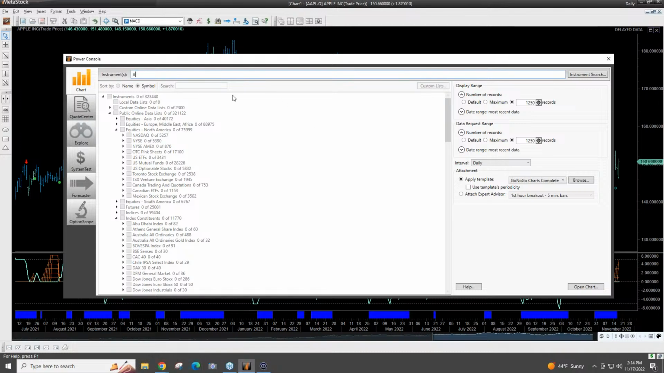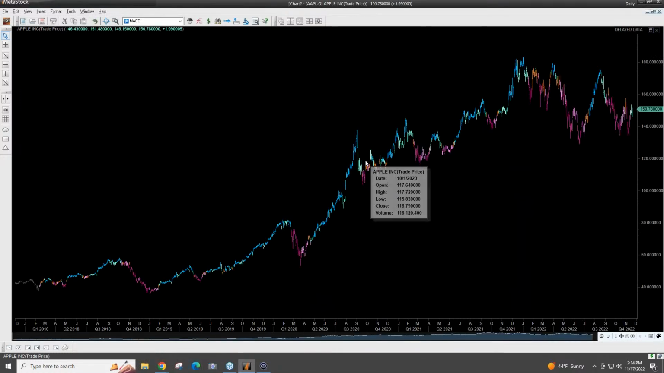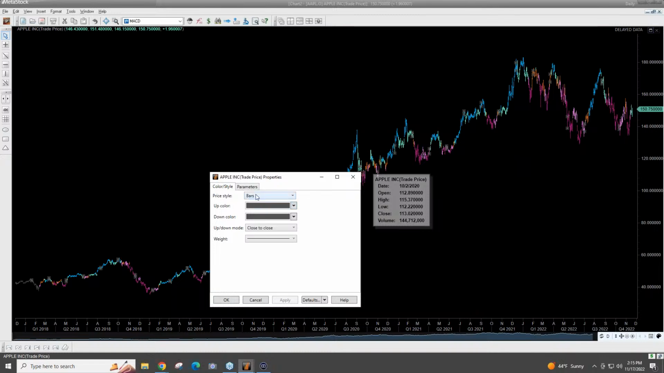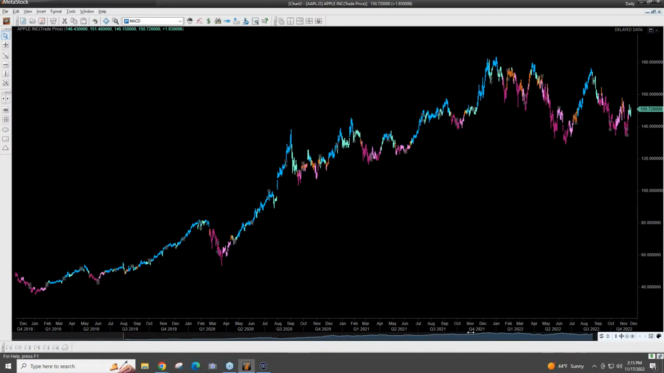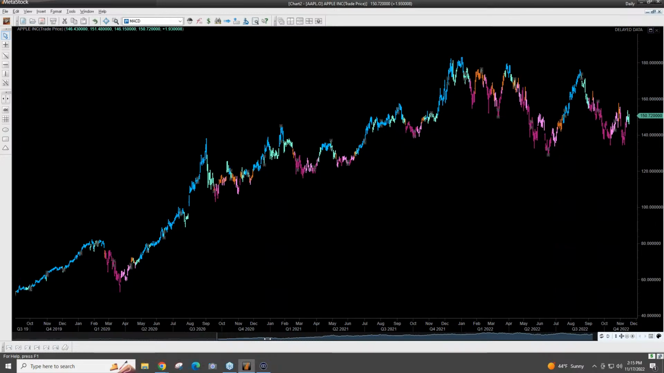Let's just go into Apple. That'll probably be a better one. Okay, and then over here on this side, you can apply the template through the MetaStock Power Console. Just go to where it says Apply Template, and I'm gonna click on GoNoGo Charts, and then you just click on Open Chart. I'm gonna make the chart a little bit thicker as far as the lines go, or the bars, and then zoom on in right here so you can see it a little better.